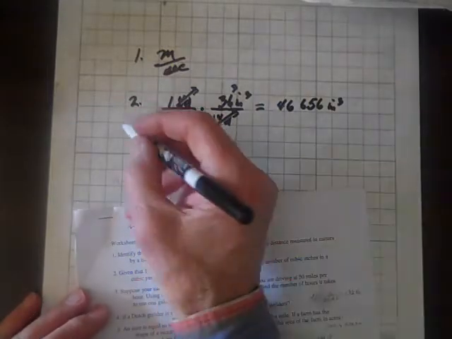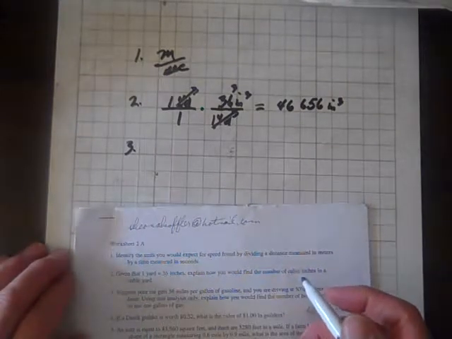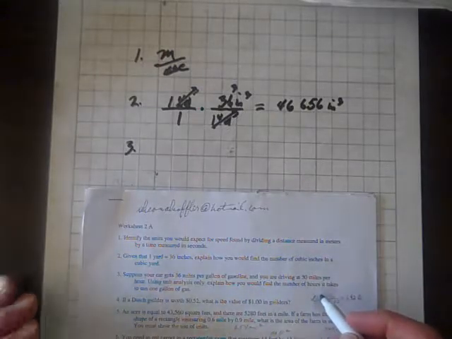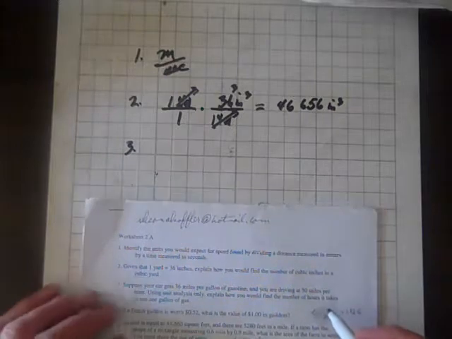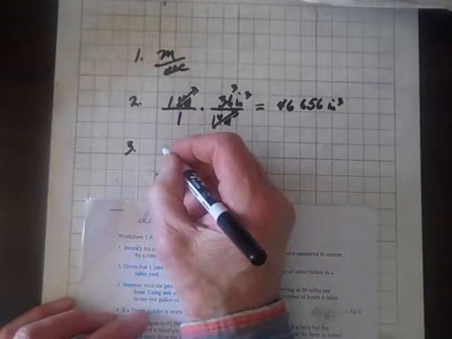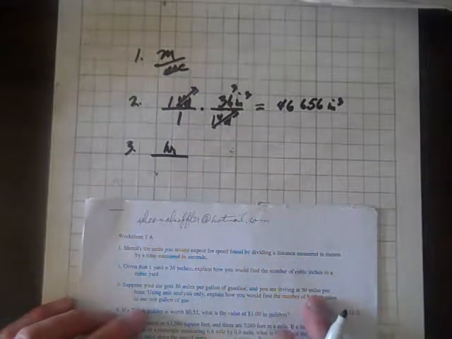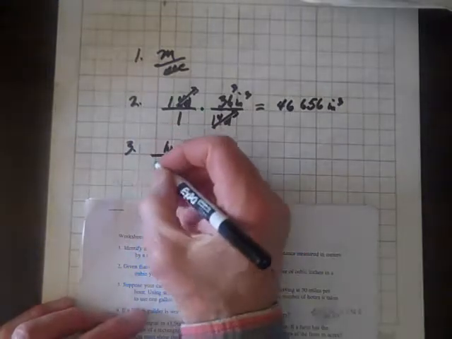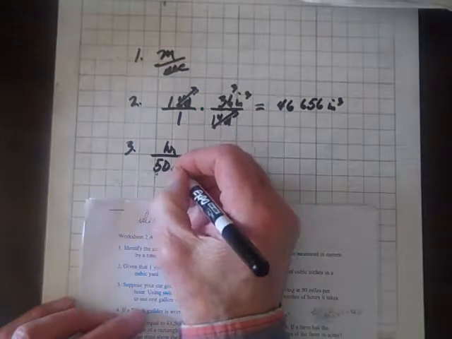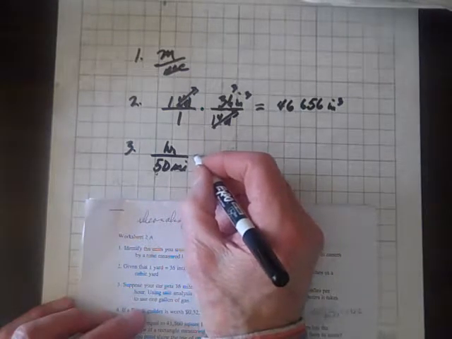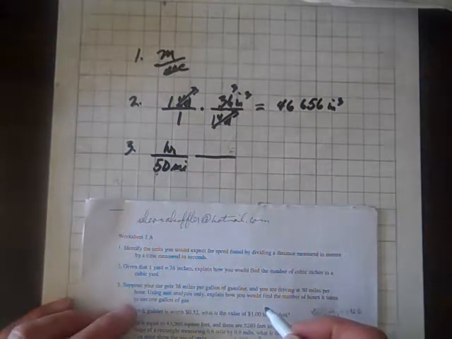Suppose your car gets 36 miles per gallon of gasoline and you're driving at 50 miles per hour. Using unit analysis only, explain how you would find the number of hours it takes to use 1 gallon of gasoline. Well, let's start by putting hours in the numerator, and there's the car driving 50 miles per hour, so we'll put the 50 miles downstairs, 50 miles per hour. We want hours in the end, so we need to put that in the numerator.